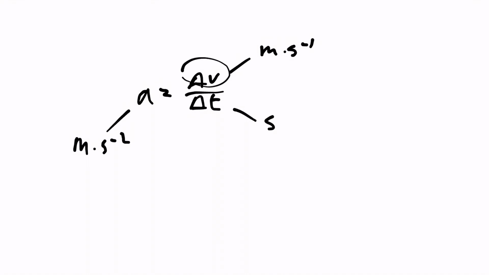Now, the change in velocity is the difference between the initial and final velocity, where it is the final velocity minus the initial velocity.